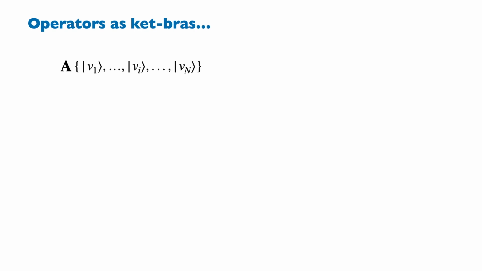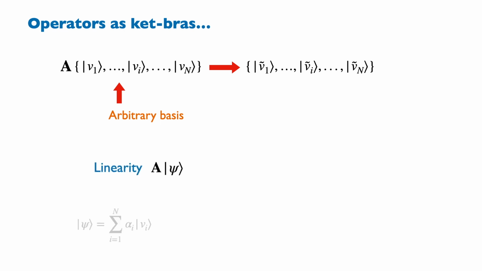Let's explore the notion of operators as ket-bras in a more general way. An operator is completely defined by its actions on all the vectors in the Hilbert space. In fact, we only have to specify the actions of an operator on all the elements of an arbitrary basis to know how it will act on any vector. This is due to the linearity in the way operators act.